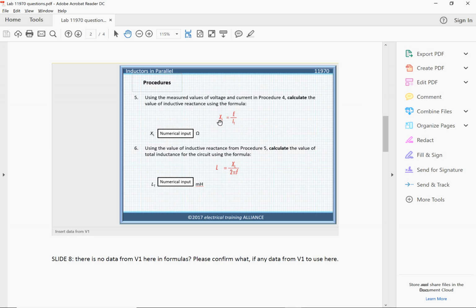Once they calculate that, they should enter that value here, and use that value in this formula in procedure 6 to determine what the total inductance is for the circuit.